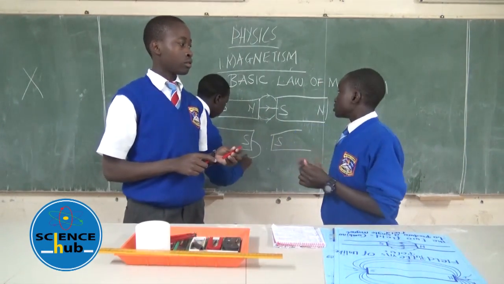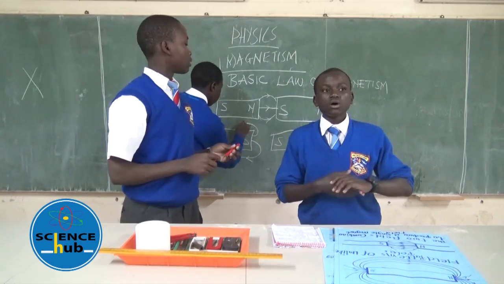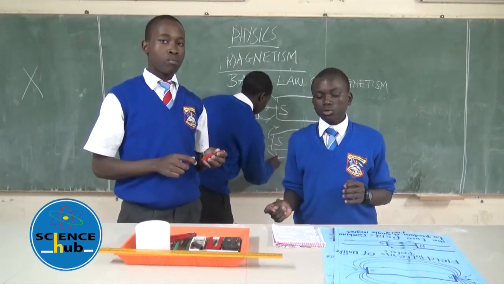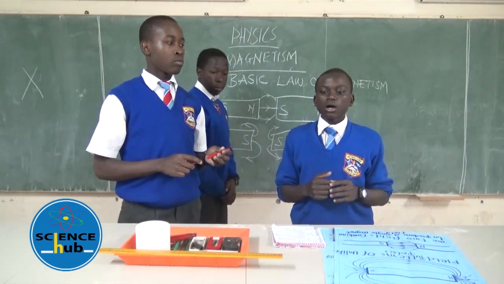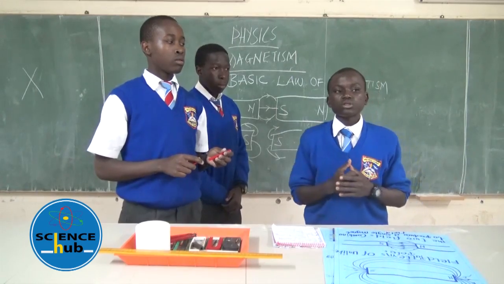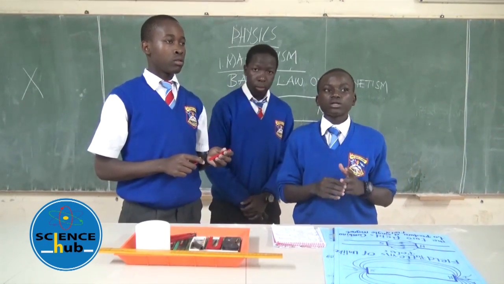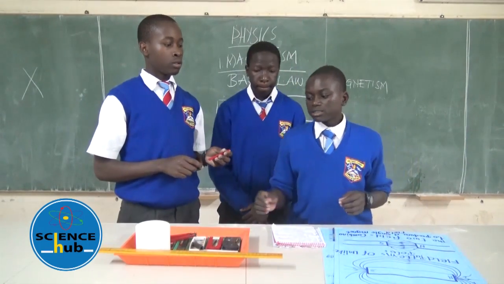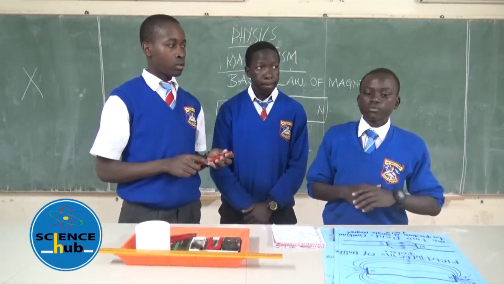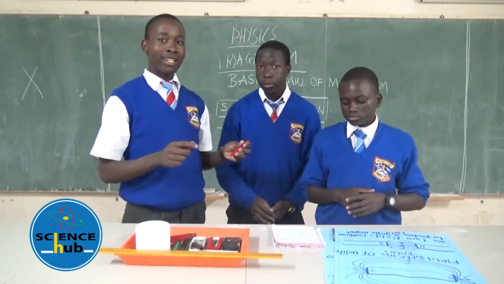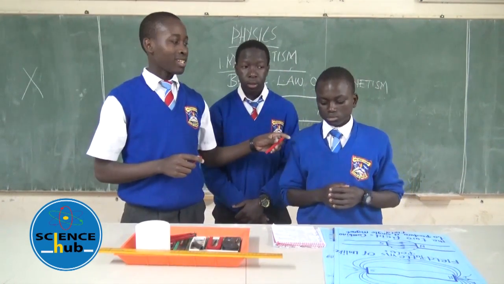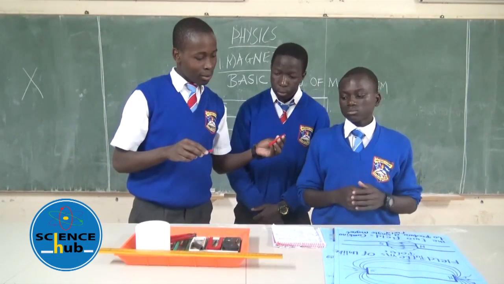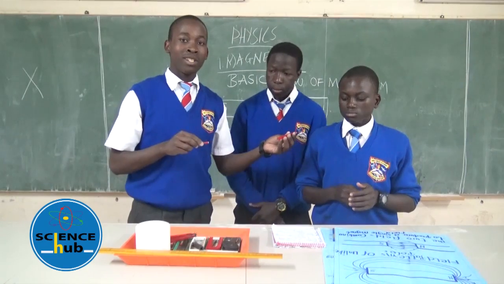And to add on the characteristics of a magnet, we also have another non-fundamental characteristic. I think you have understood the directional property and the magnetic poles. We also have the attraction property, whereby a magnet attracts other magnetic materials. So we had already demonstrated where a magnet attracts other magnetic materials. So we are going to demonstrate the basic law of magnetism.